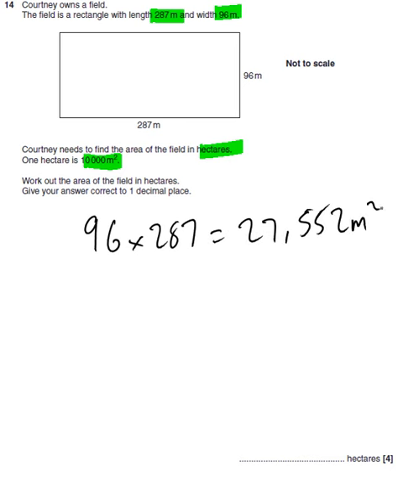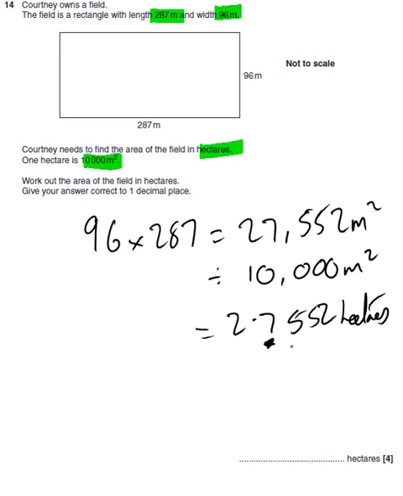27,552 metres squared. We then divide that by 10,000, because for every 10,000 of them it's a hectare. So dividing by 10,000, that then gives us 2.7552 hectares. And it's saying round to one decimal place, so we'll look at the number next to it, which is a 5, so it means the 7 rounds up to be an 8.